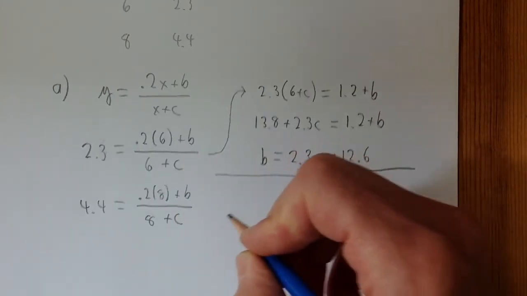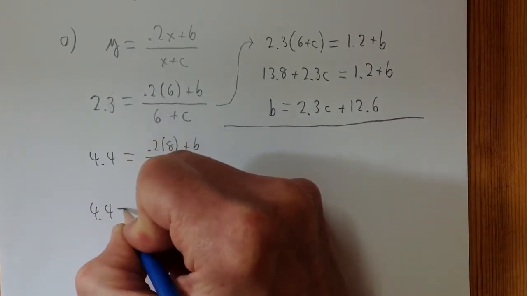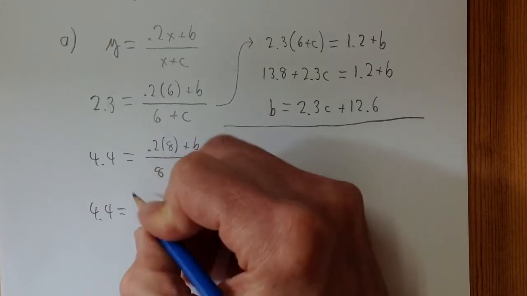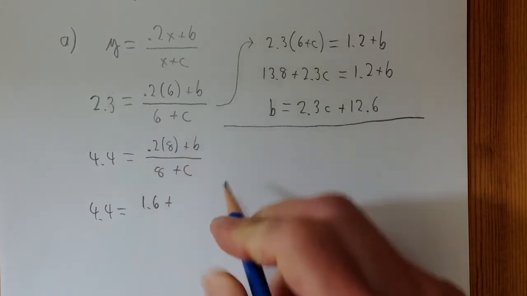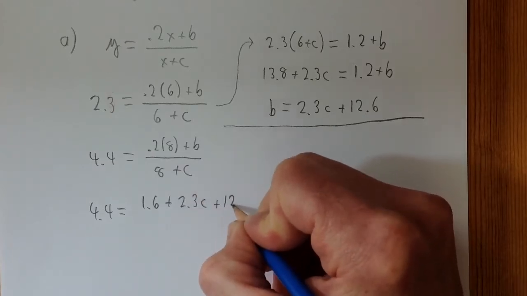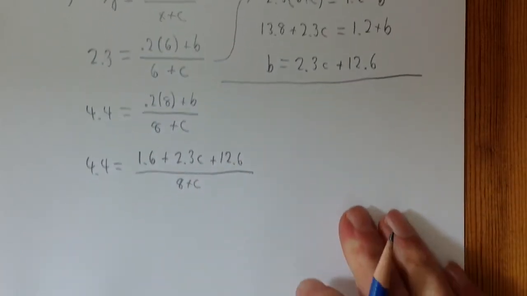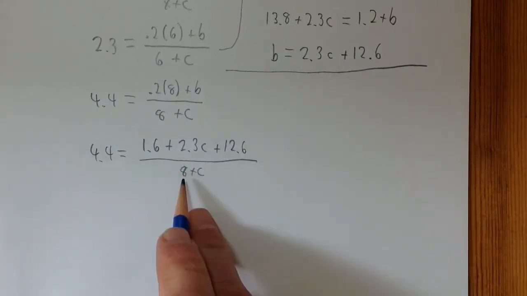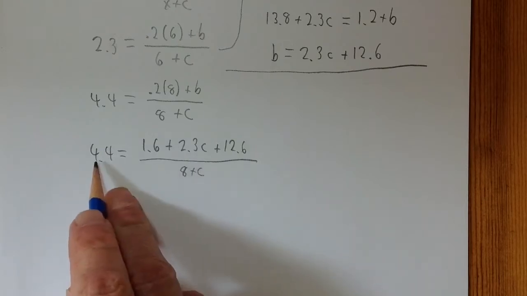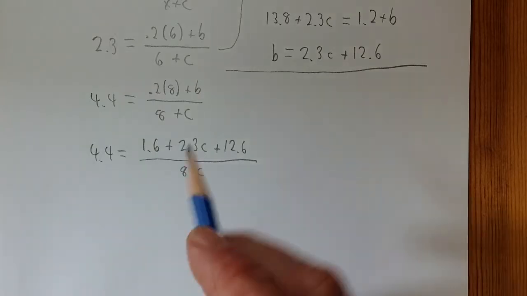So we have 4.4 is equal to 0.2 times 8, which is 1.6, plus b, which is 2.3c plus 12.6, all over 8 plus c. Let's multiply the 8 plus c to both sides. 8 times 4.4. It's getting tricky. I better not do it in my head because you guys aren't here to check me. So 4.4 times 8 is 35.2.